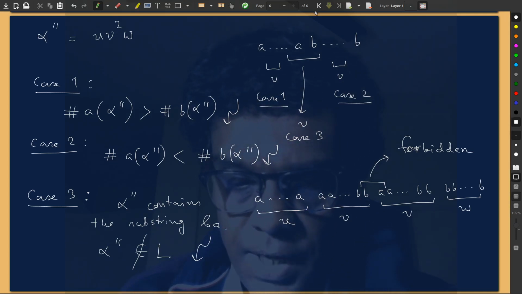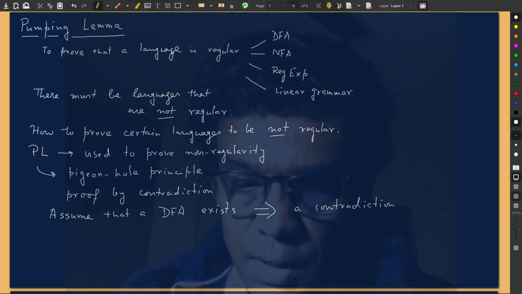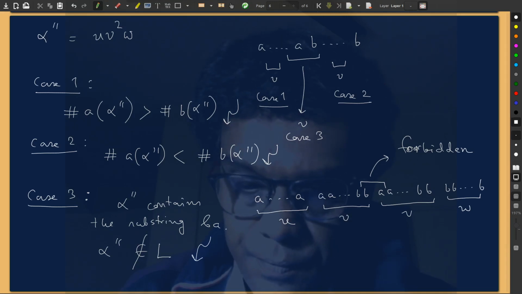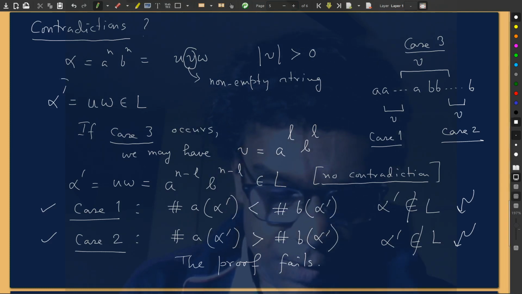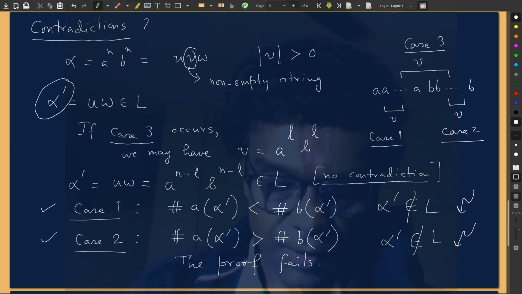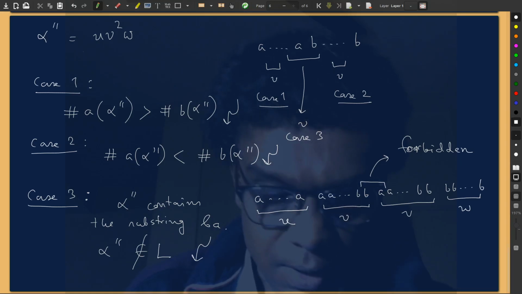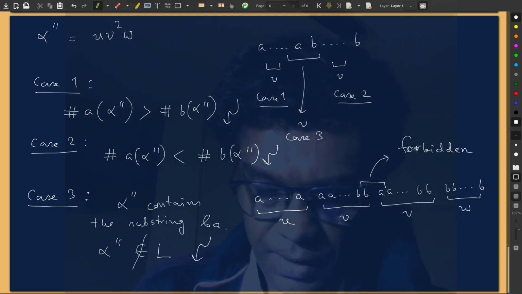So you see that if I worked with this, where do I go? I see. Yeah. So if I worked with alpha double prime, we could arrive at a contradiction if we are in case 1 or in case 2. If we are in case 3, we may have no contradiction. However, if you work with alpha double prime, then in all the cases we can arrive at contradictions.